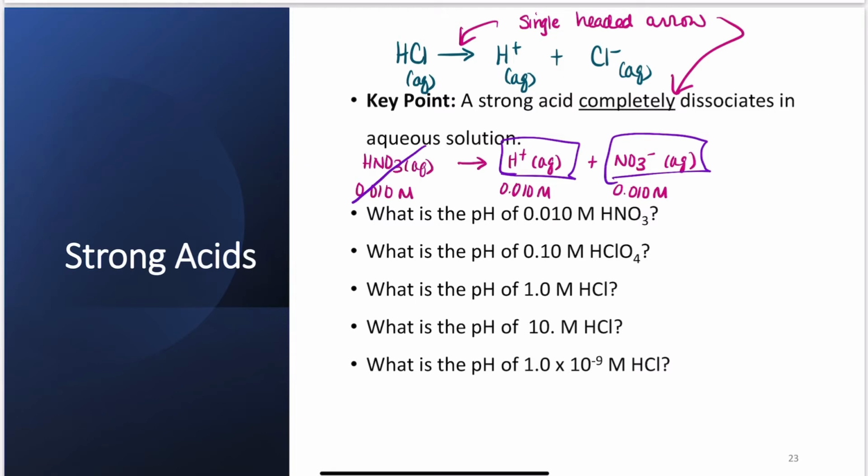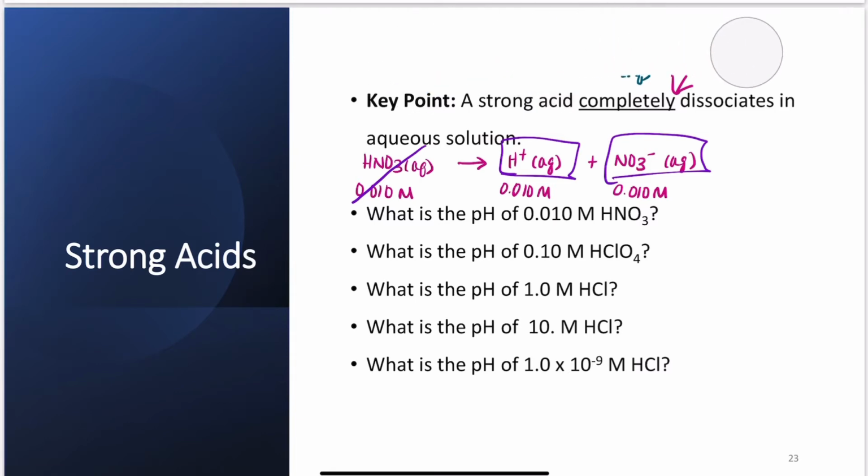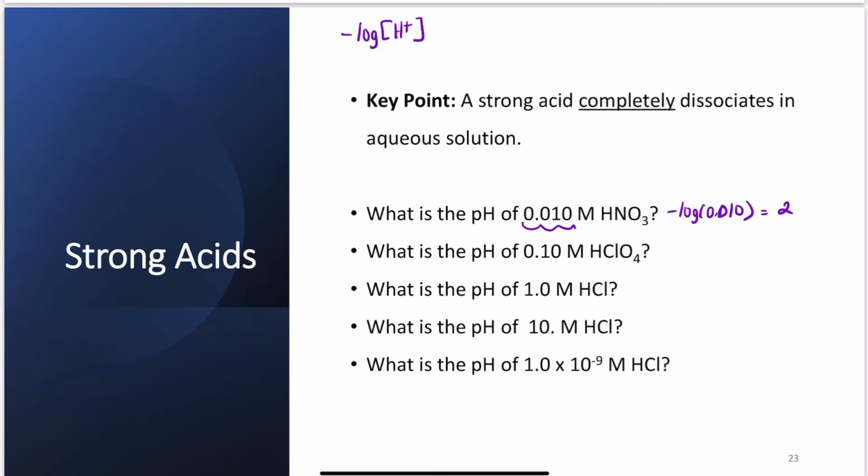But how do I find pH? pH is the negative log of the H+ concentration. But we just determined that we have 0.010 molar H+ present. So I'm going to say negative log 0.010, which gives me a value of 2. Now, that's not quite the full answer. It's correct, but it's not the full answer yet because we haven't figured out our sig figs yet.